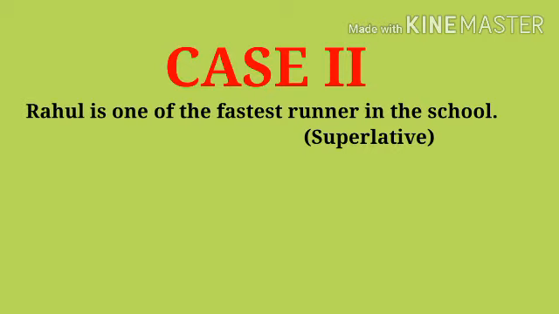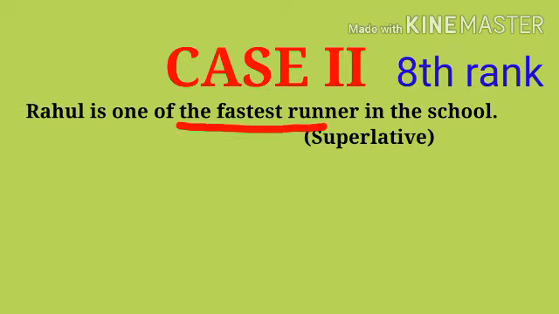So what can be the ranking given for Rahul? Can we give first rank out of 100 students? No. Let it be 8, 5, 4 or whatever it be, something other than the first rank. Okay, I'm going to give the 8th rank. So Rahul is one of the fastest runners in the school. Now we have given a rank for Rahul. He is after all not the first rank holder. He will be maybe 8th, 5th or 4th rank. For my convenience I have chosen 8th rank.